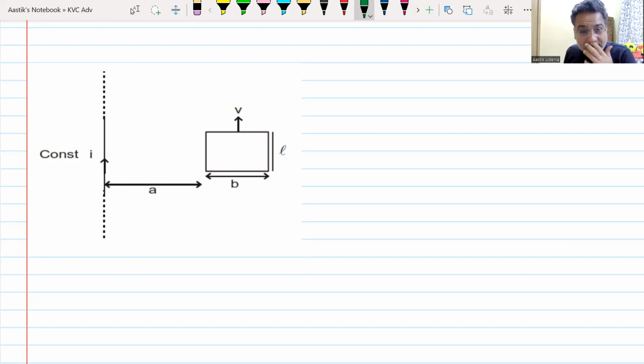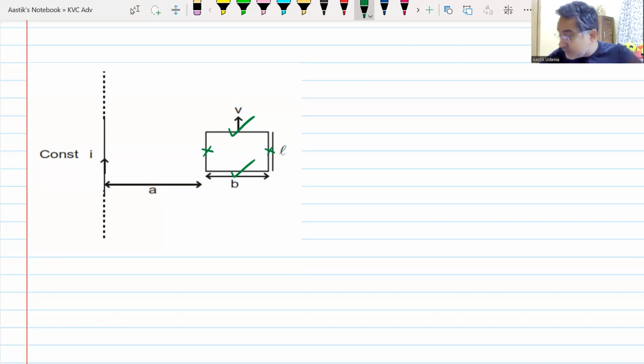Or you can convert it into wires. EMF would be induced in this wire and this wire, but both will be equal and opposite, yes or no? So the total EMF will be zero, and that is why the answer would be zero. Do we understand what I am saying? Pakka?